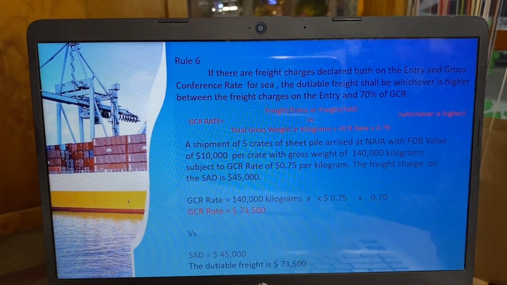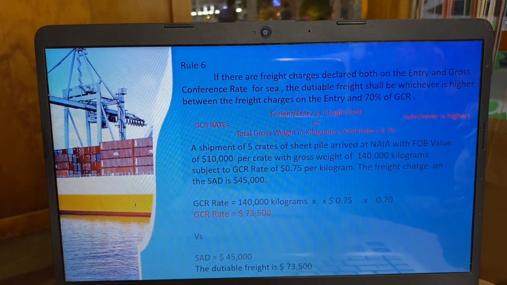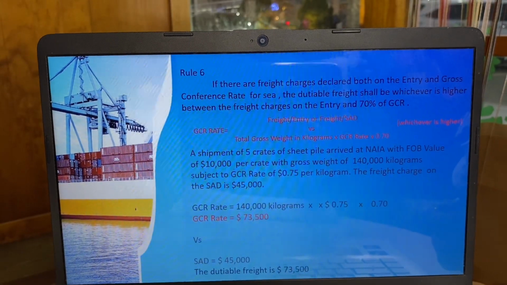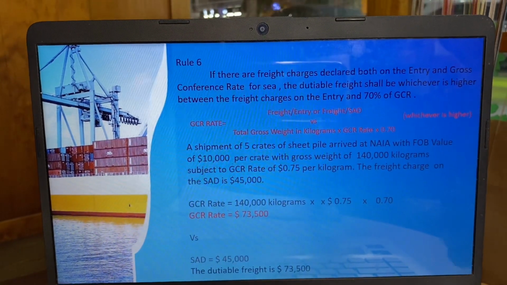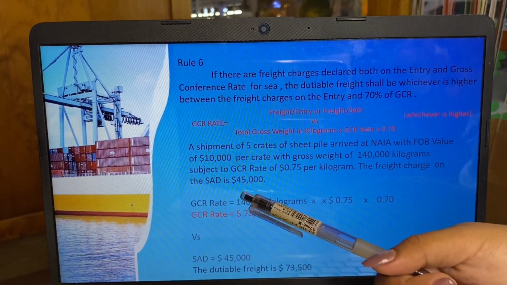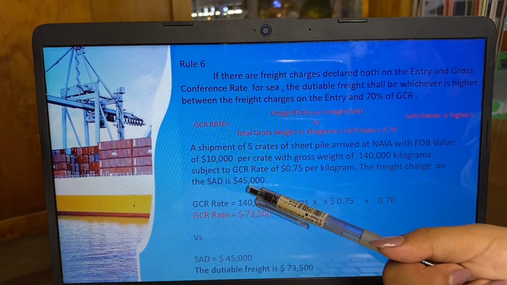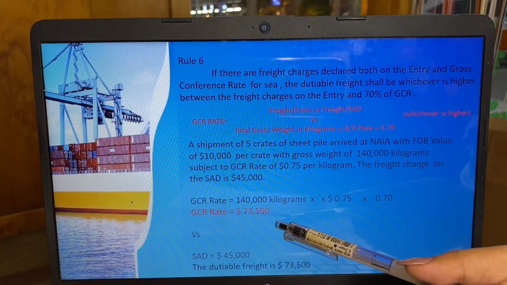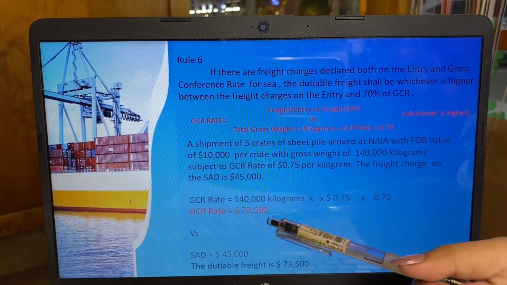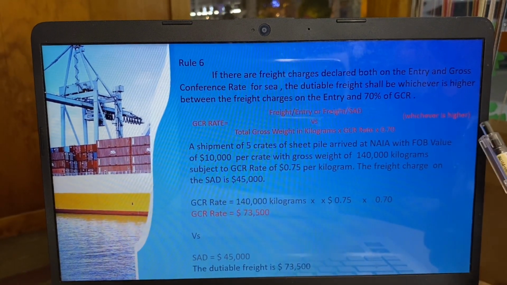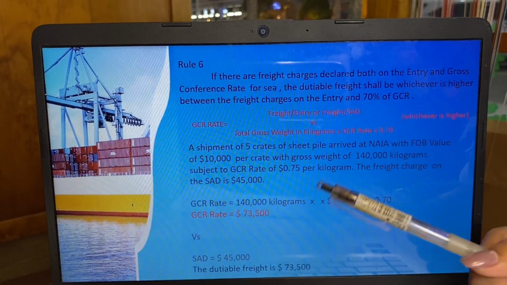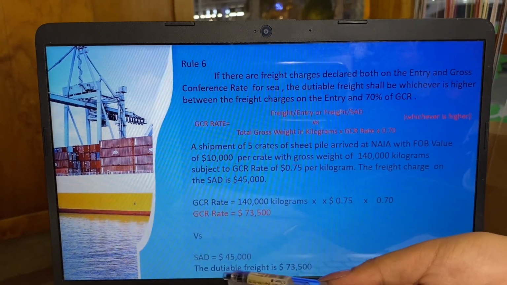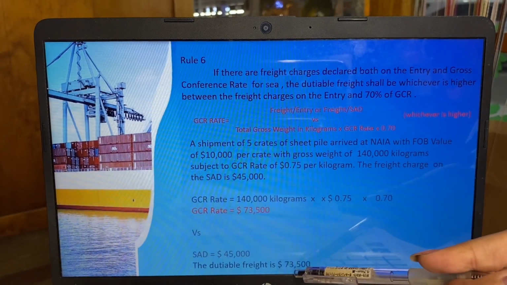But dili pa siya dira makuman kay it is stated we need to compare it with our freight entry. So on rule number 6 example, the freight charges on the entry is 45,000. So these 45,000, we need to compare this to our total gross weight times GCR rate times 0.70, which is 73,500. And then whichever is higher, so we need to compare 73,500 versus 45,000. So the dutiable freight in this situation would be 73,500.